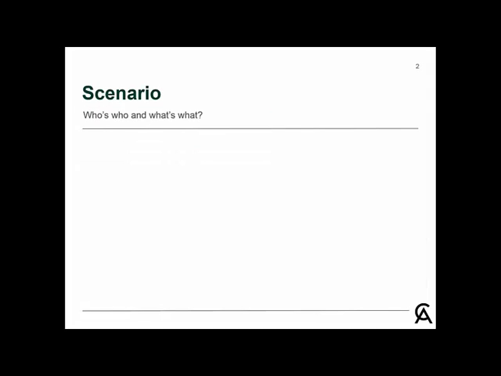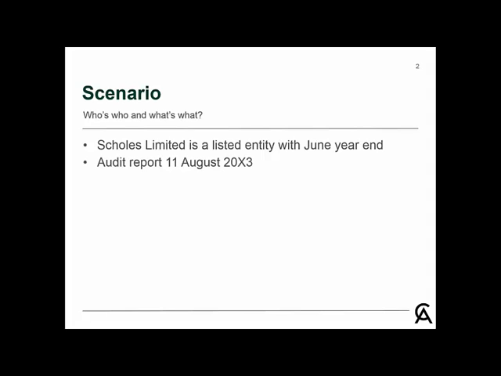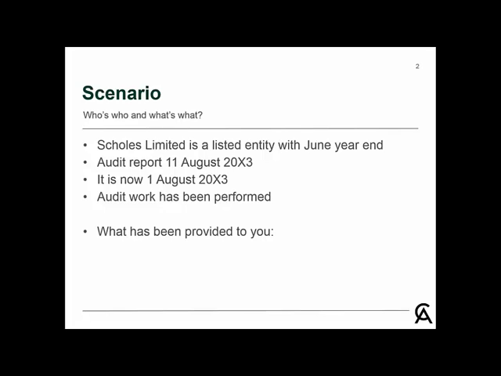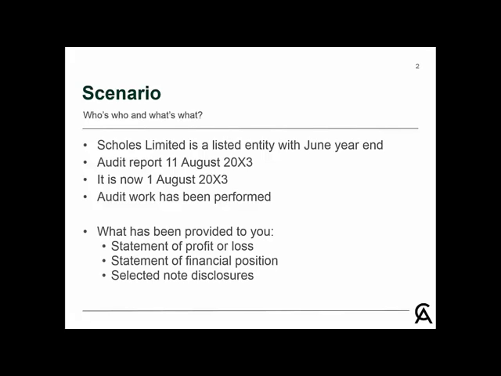So let's quickly summarize who the main parties are and the key elements of the scenario. Scholes Limited is a listed entity with a June year end. The audit report is due to be released on the 11th of August 2003. It's now currently the 1st of August, and you're told that all the audit work has actually been performed. As we mentioned earlier, you've been given a statement of profit or loss, or a P&L as we call it, a statement of financial position, or a balance sheet as it's commonly known, and some note disclosures.